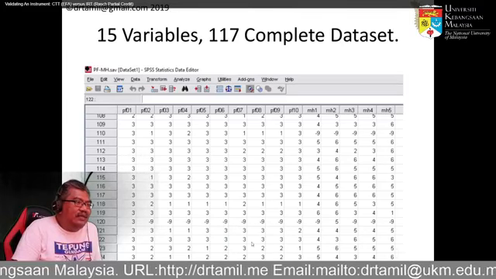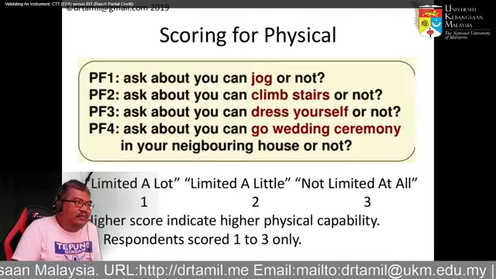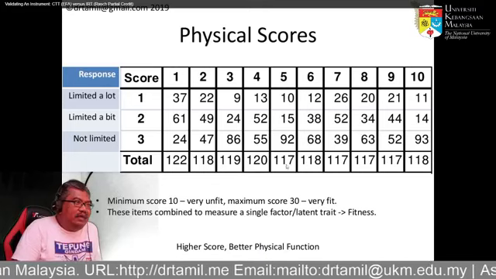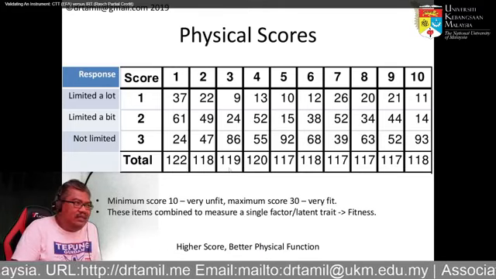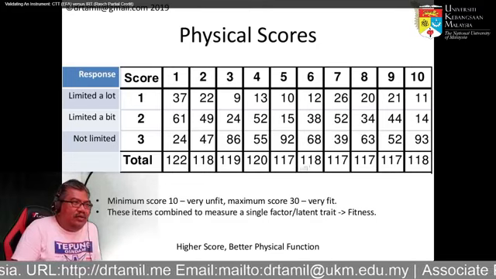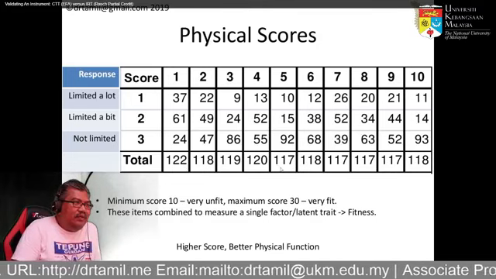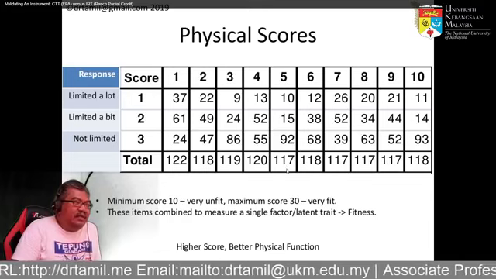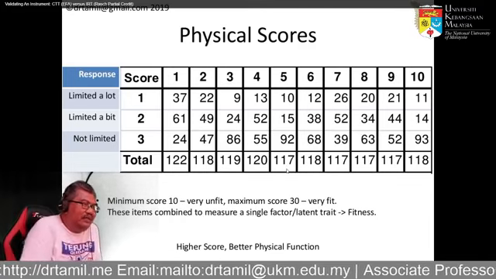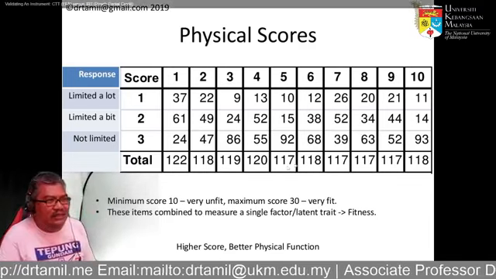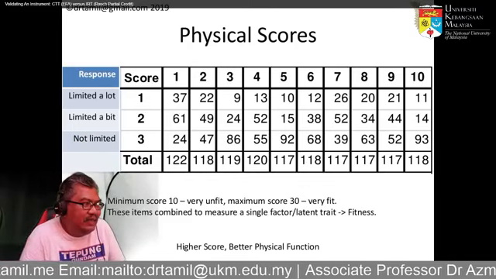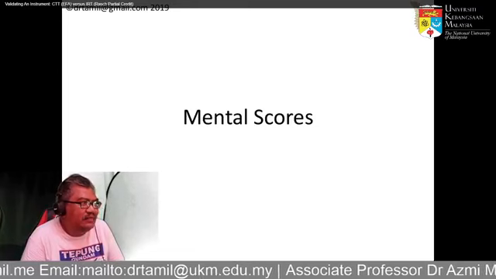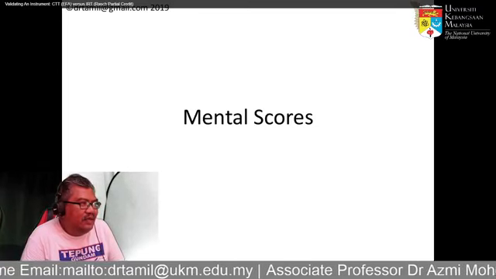117 complete data set. Some are 117, some are more than 117. So those questions that everyone completed, 117. There are some questions that have more than 117, but they did not complete all the questions. So the only one that is complete are the 117 questions. So that is for the physical function.